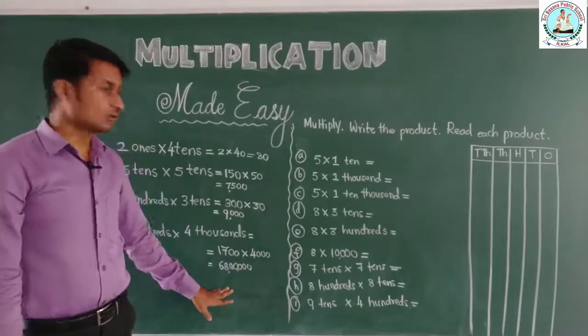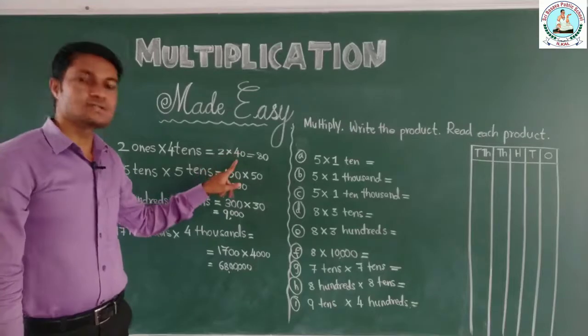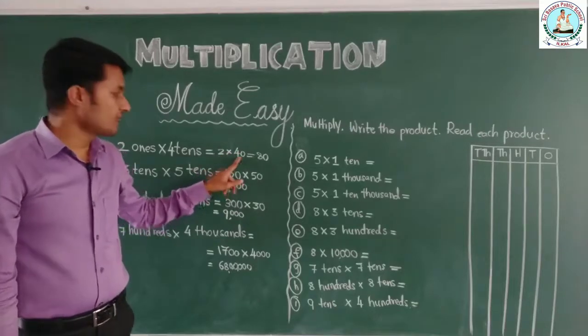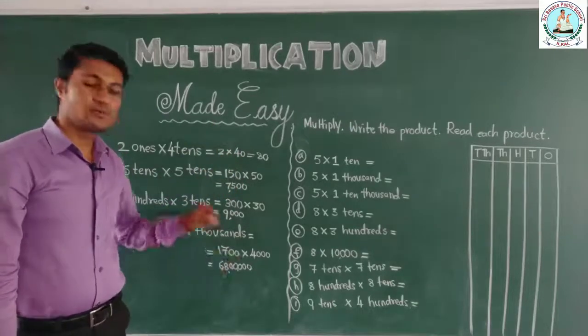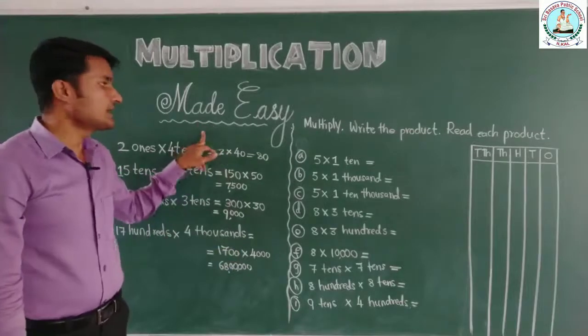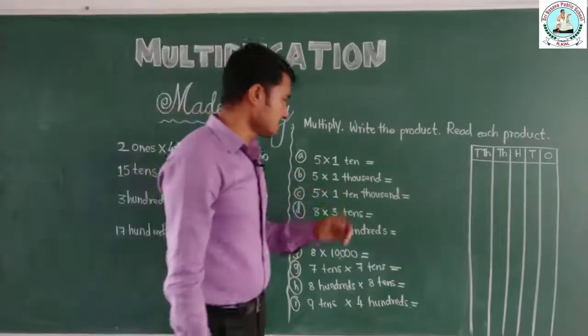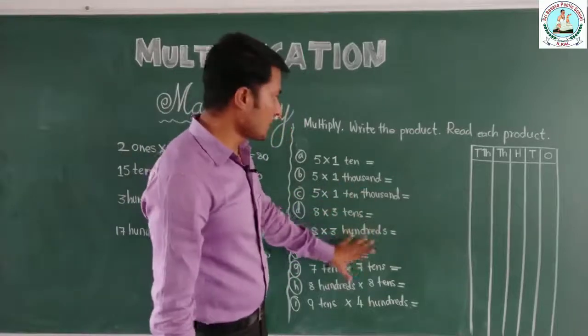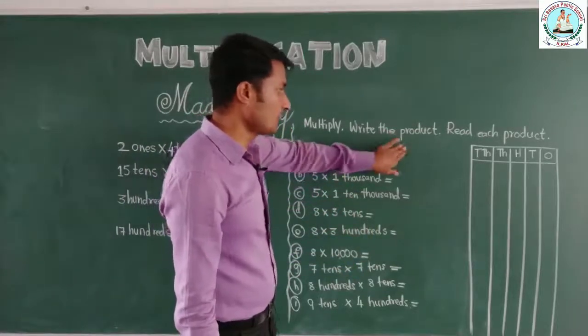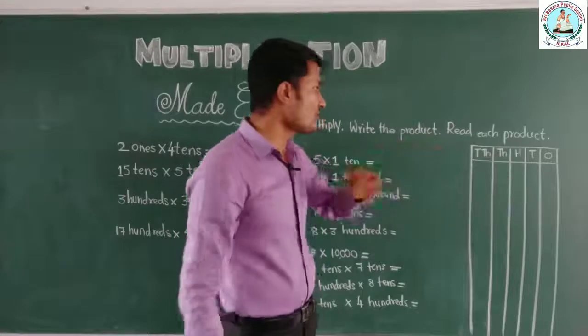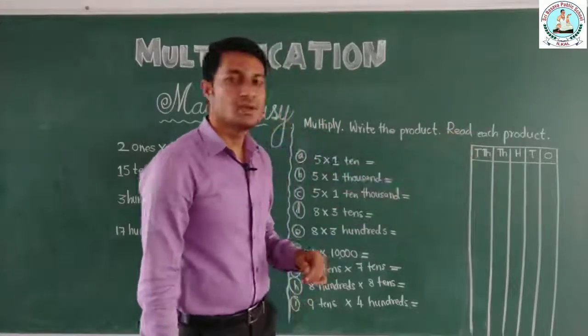In this way we can get the product of two numbers in which one of the factors has a few zeros, and we can get the product very easily by using the multiplication made easy method. Similarly we shall solve this. We need to multiply this first and write the product in those boxes or columns, and finally we can read each product.